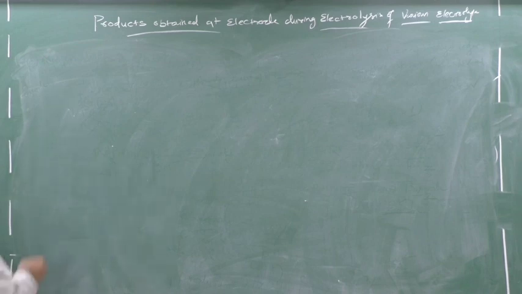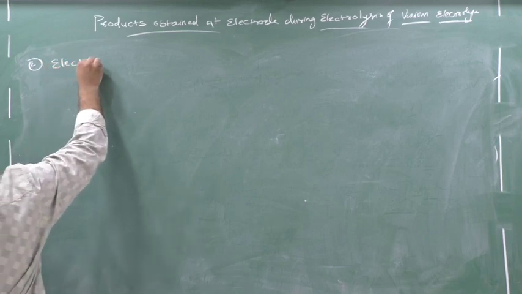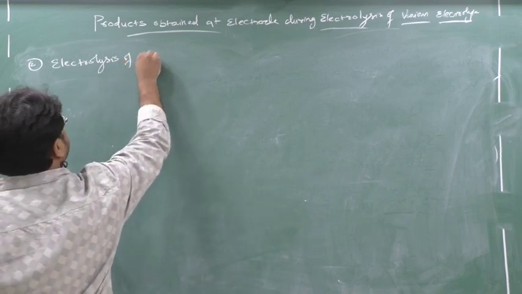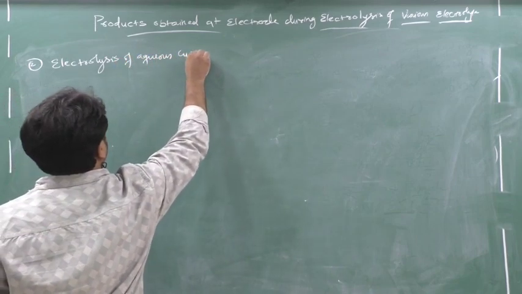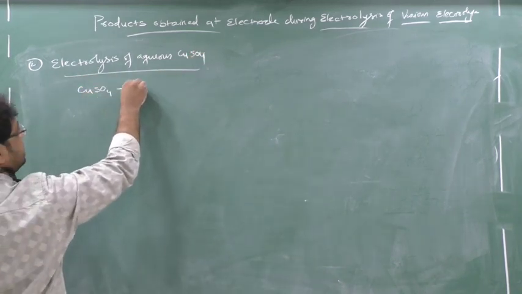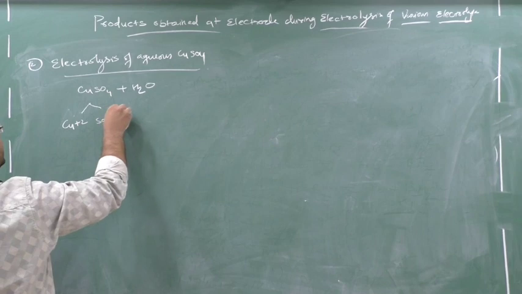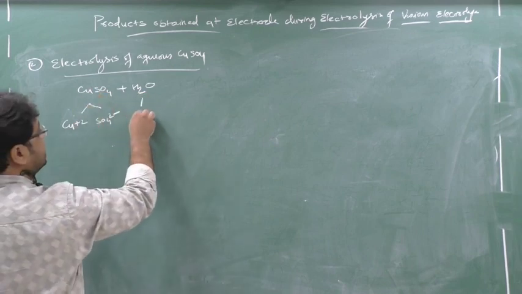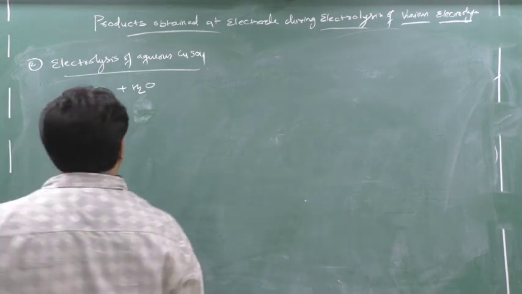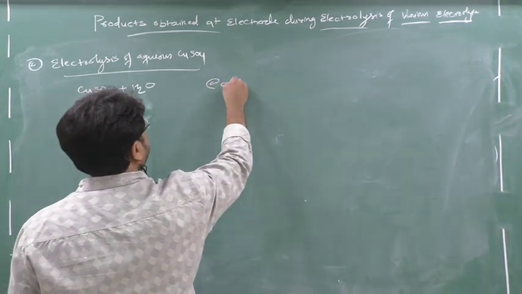Now see here. In this portion, the second question comes: electrolysis of aqueous CuSO4. Again here I have CuSO4 and I have water. I have to race between Cu plus 2 and SO4 2 minus, because I will split here, and also I have water. Then we will see who will win and how much product will be obtained. First we will see at the cathode.